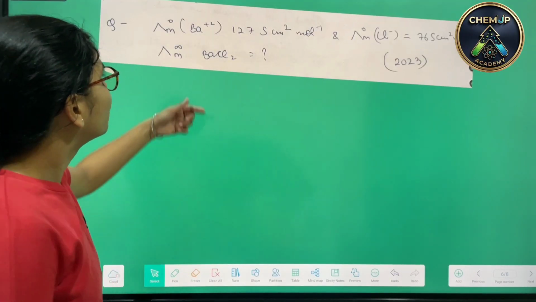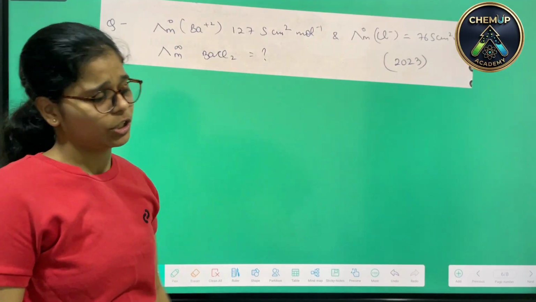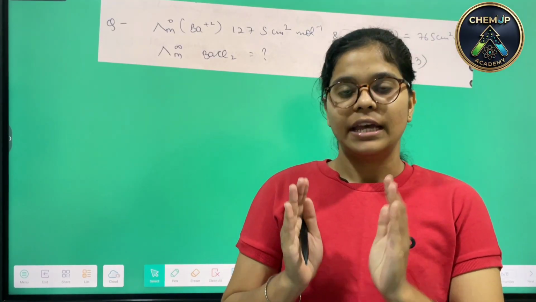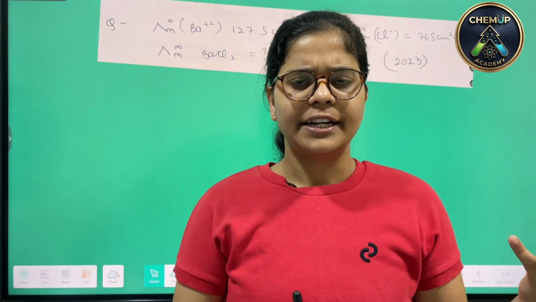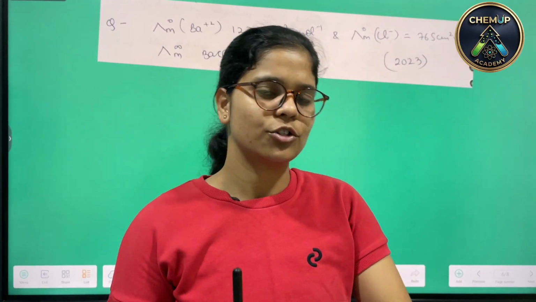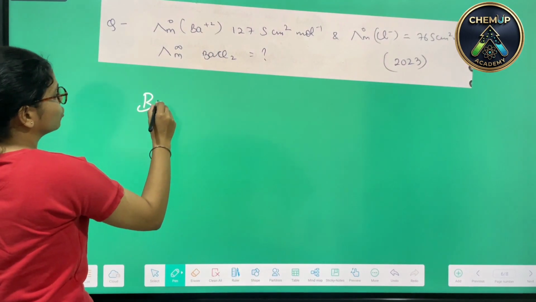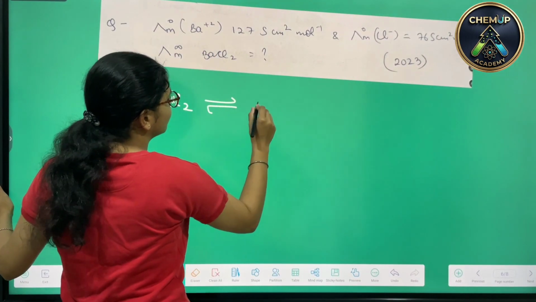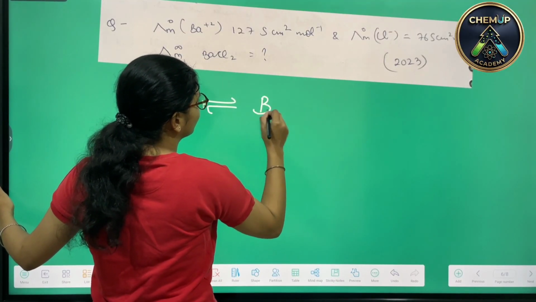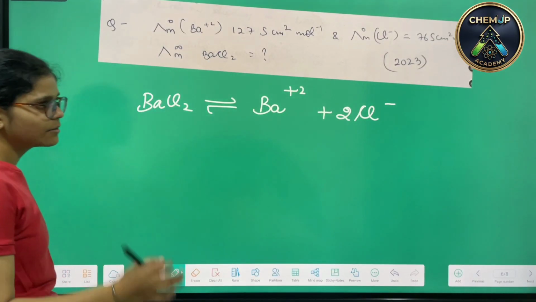The next question says that molar conductivity for Ba is given, for Cl is given. For BaCl2 you need to calculate. Remember the first law, or the Kohlrausch law itself, which says that at infinite dilution any electrolyte behaves as a sum of the molar conductivities of its ions. So just following that principle, we can solve this question. How? For BaCl2 we have Ba plus 2 plus 2Cl negative. Like this we can solve.